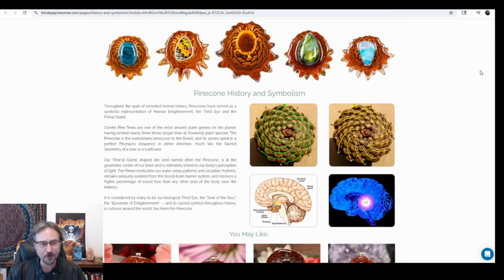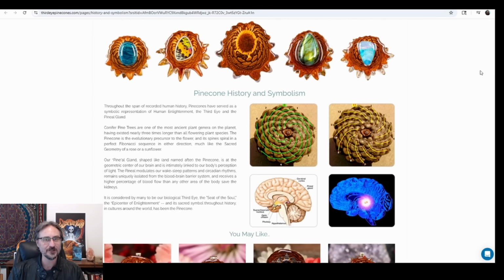served as a symbolic representation of human enlightenment, the third eye, and the pineal gland. Conifer pine trees are one of the most ancient plant genera on the planet, having existed nearly 3 times longer than all flowering plant species. The pine cone is the evolutionary precursor to the flower, and its spines spiral in a perfect Fibonacci sequence in either direction, much like the sacred geometry of a rose or a sunflower.